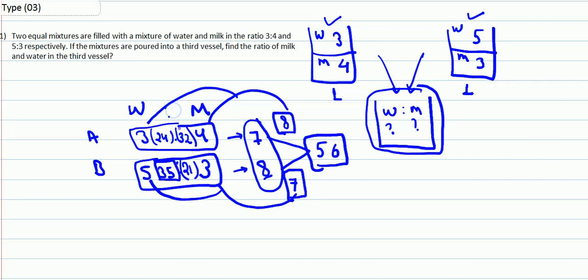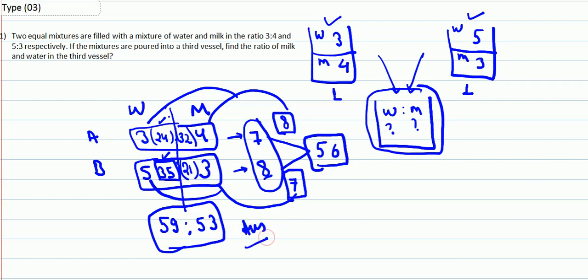I am just making a column so that you can understand it properly. Now we are going to add this 24 with this 35, and that will be 59, and this 32 with this 21, and that will be 53. And this is going to be our answer, guys. So the ratio of water and milk in the third vessel will be 59:53. That's it.